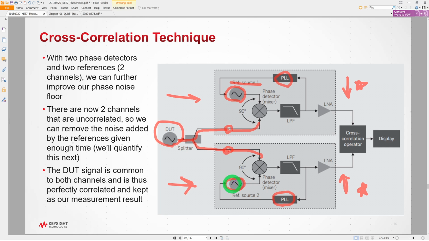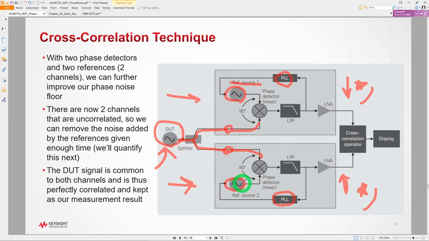Meaning that we built two separate synthesizers, we use two separate references, there is no overlap between them at all, and therefore their phase noise, which is a statistical variable, is completely random and independent of each other. So the phase noise that you measure up here and the phase noise that you measure down here have only one thing in common. The part of the phase noise that's in common is the part that comes from the DUT. The part that is not in common is the part that comes from the source 1 and the source 2. So now think about this. I can make many measurements.